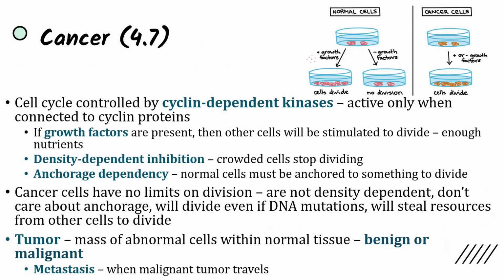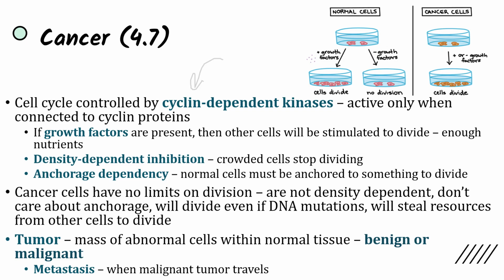And these checkpoints are controlled by the CDK cycle, or the cyclin-dependent kinases. And these are going to be active only when connected to cyclin proteins. If growth factors are present, that's going to contribute to the presence of cyclin, and growth factors mean that there's enough nutrients so cells nearby can also divide. If we're not too crowded, then we contribute to cyclin and we can pass through the checkpoints. If we are anchored, then we contribute to cyclin, we pass through the checkpoints. And obviously, those criteria that we talked about in the last slide to pass all of these checkpoints are going to contribute to the amount of cyclin present that's going to allow us to continue through the cell cycle.